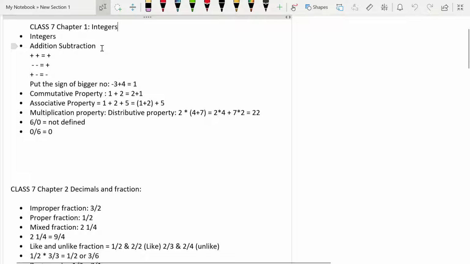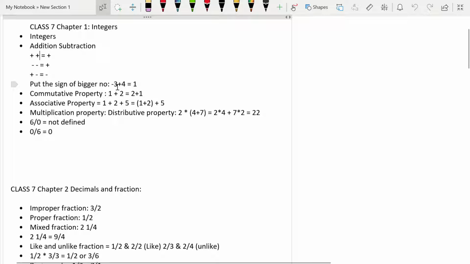So if you're subtracting or adding, there are these signs that you will meet. So plus plus is equal to plus, minus minus is equal to plus, and plus minus is equal to minus. So basically, if the signs are different, they're equal to minus. But if the signs are same, you add them, okay? And then for the answer, you put the sign of the bigger number.